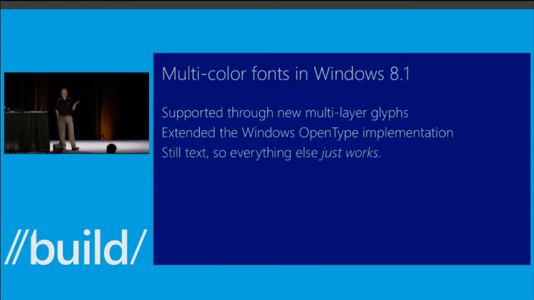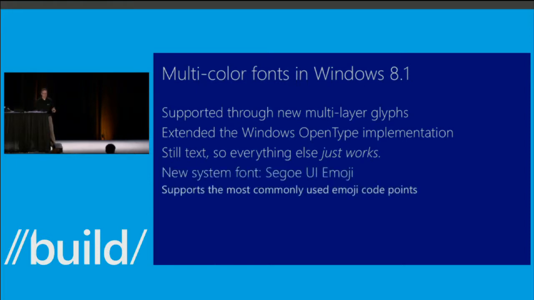But it's still text, right? It's drawn the same way text works. So that means if you have applications that are using fonts today, and you turn on color fonts, your printing is still going to work. Everything else is going to work the same way because it's just integrated into the operating system.